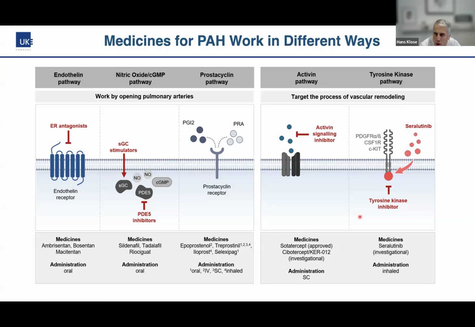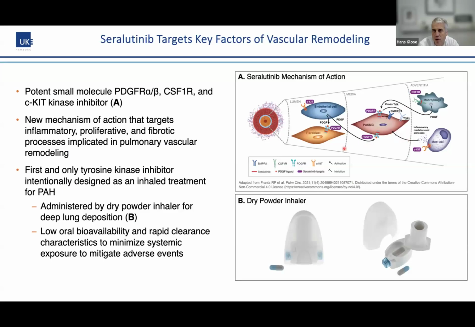imatinib is working over a receptor. I don't want to go into details, but it's a receptor. It's called PDGF receptor. And there's another, it's imatinib, and here you see seralutinib. Sounds equal, sounds quite there. It's a second or a third part of these receptors blocked here, and it's a new medicine for PAH. And I show you seralutinib because this is an ongoing clinical trial.